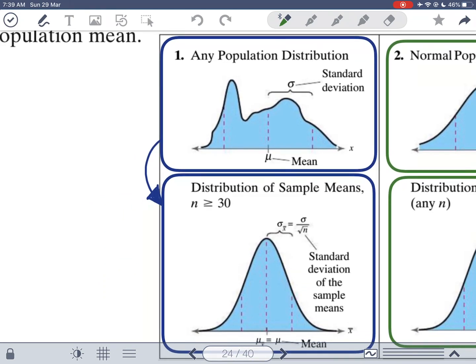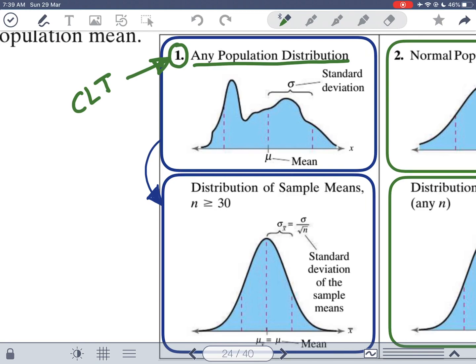This is number 1, the central limit theorem. It's usually written as CLT. The central limit theorem says that if you have any population distribution, it could be skewed, it could be exponential, it could be uniform.